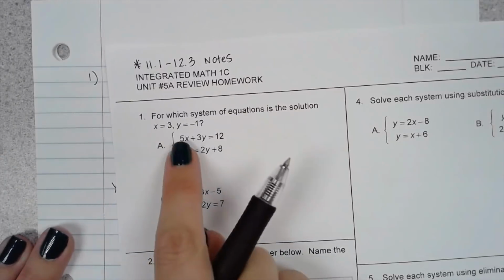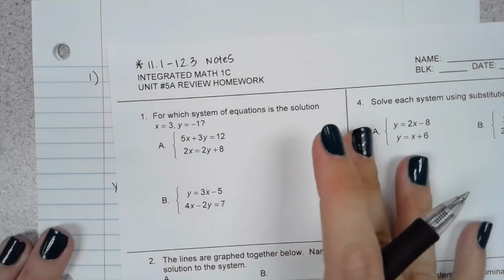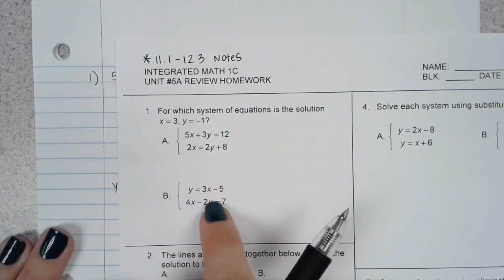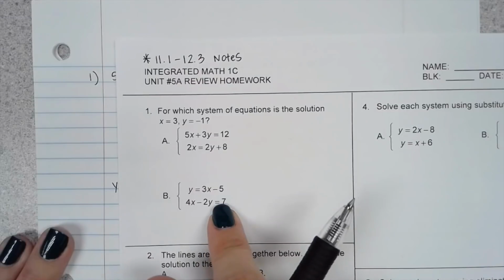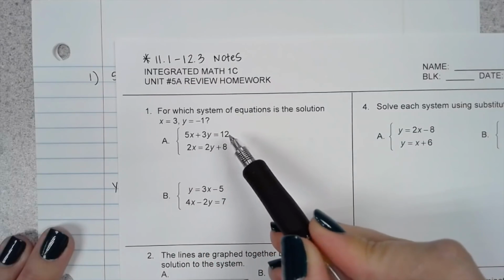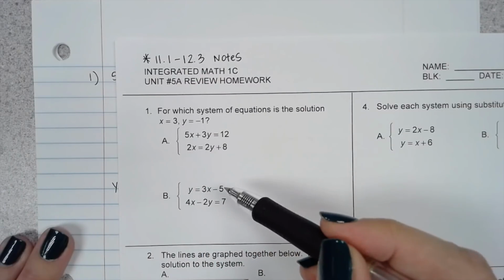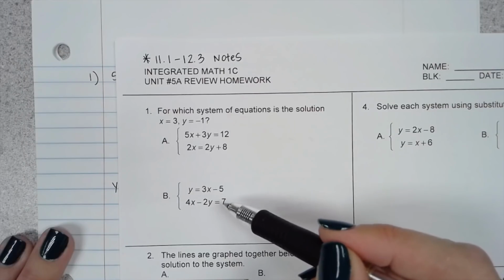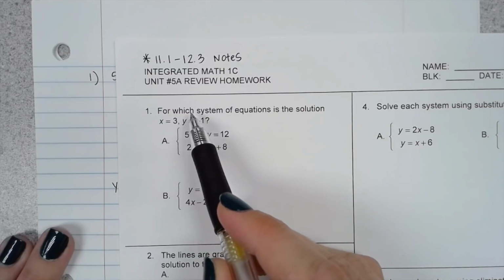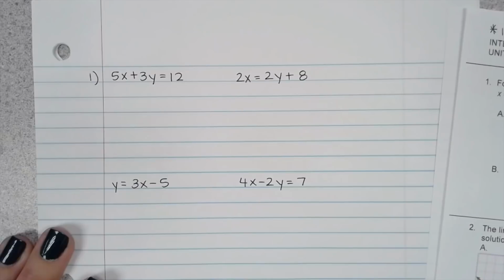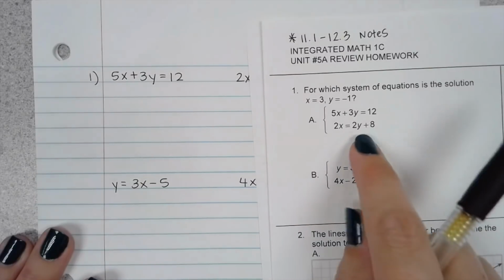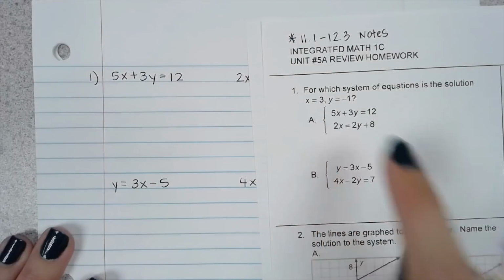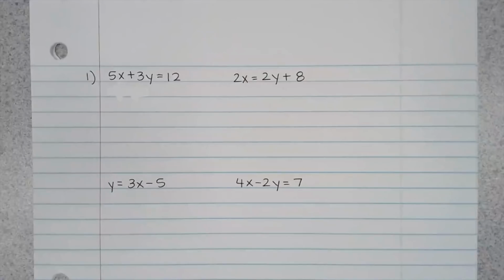In order for this point, 3, -1, to be a solution in this system of equations, it would have to work in this equation and this equation. And then down here, it would have to work in this equation and this equation. Because it says for which of them, we know it's only going to be one, but we'll have to check both of them. So again, the point that you're checking is x equals 3 and y equals -1.